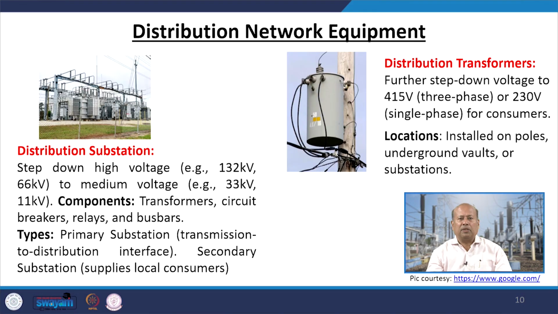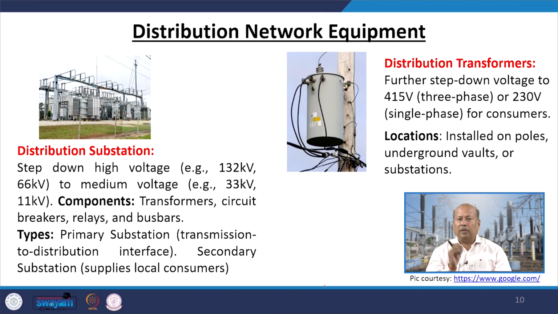Now, there are very important distribution network equipment. One is called distribution substations, similar to transmission substations. Now, we will focus on distribution substations, and the role of a distribution substation is to step down more or less a high voltage to a medium voltage, and there are different components within, which are transformers, circuit breakers, relays and bus bars. There are different types of substations, primary substations, secondary substations, and so on and so forth.